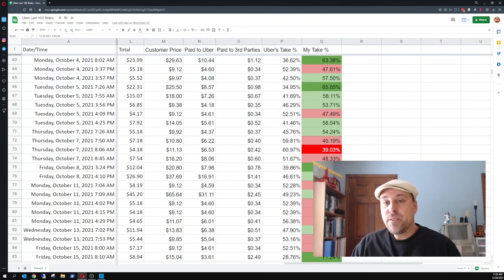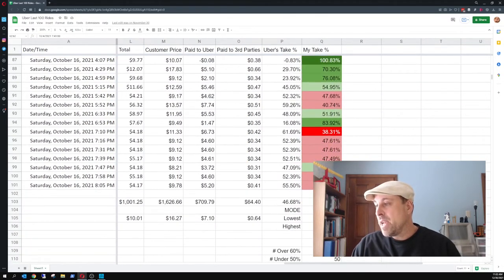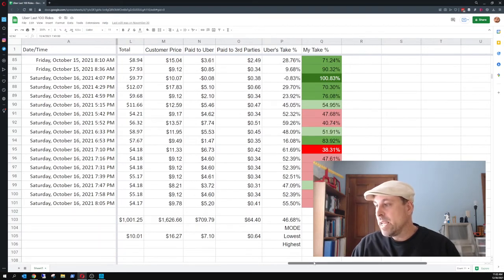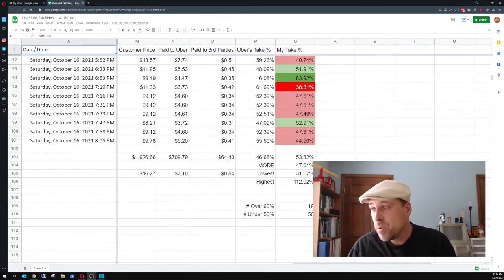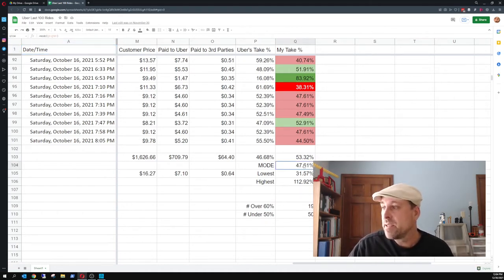But the good thing is that it does appear to average out that I'm going to get 53% of what was paid. Would I like to see that number higher, obviously. So when you look at the mode, which, if you don't know, mode is the number that appears the most often in a data set, it's 47.61%, which I think there's like 7 or 8 times that I got paid 47.61%. This seems to be the most common percentage that I'm being paid.